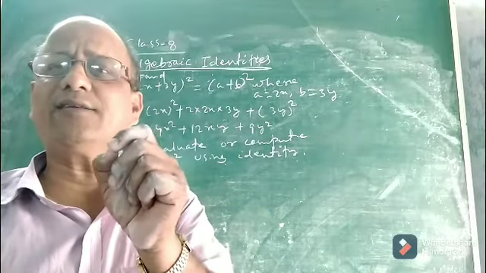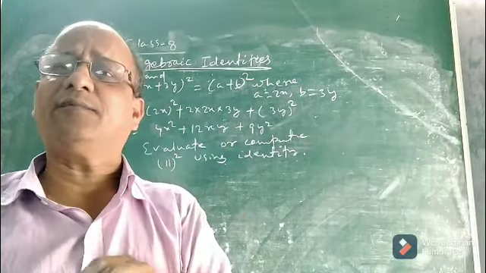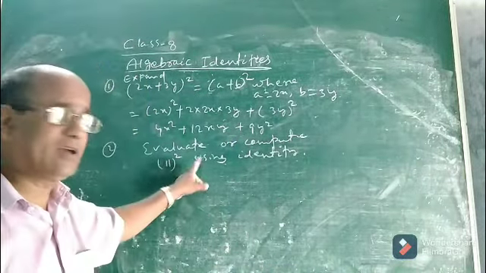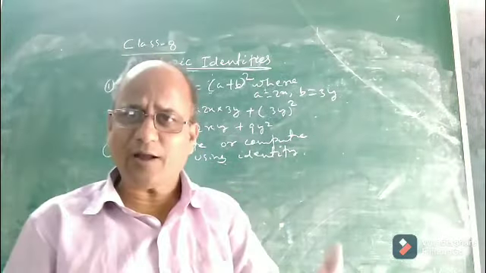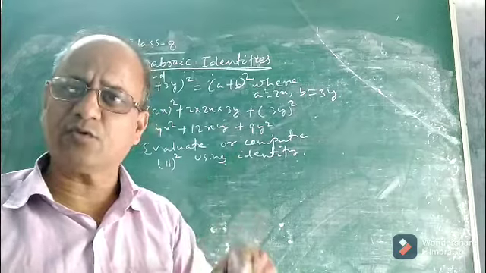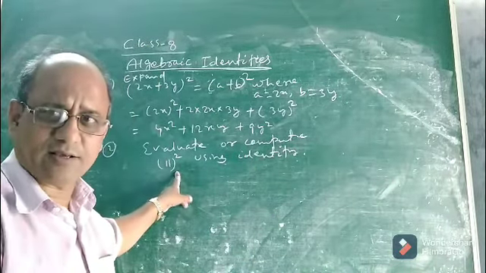So what I mean to say, children, is that we can use different algebraic identities in evaluating or computing some algebraic expressions, as is the case here in this example.